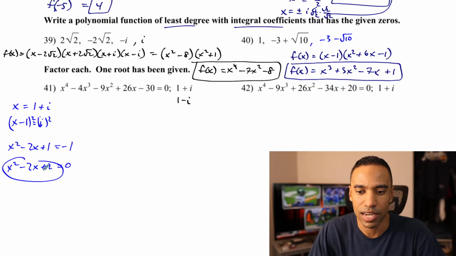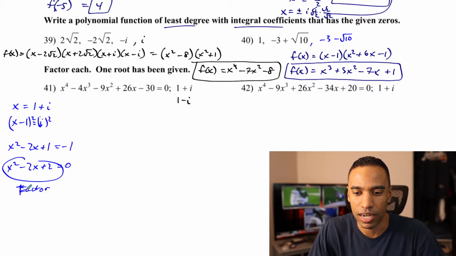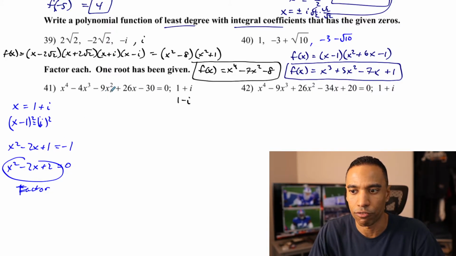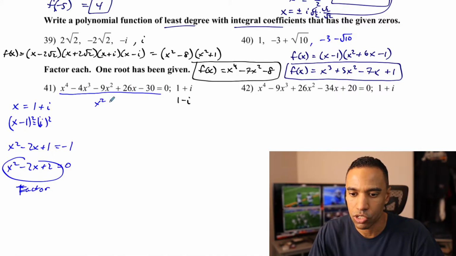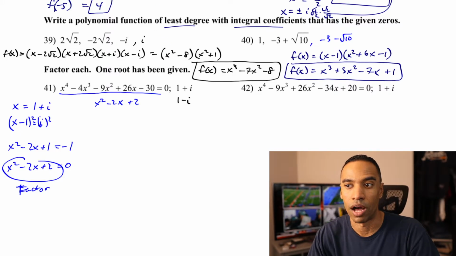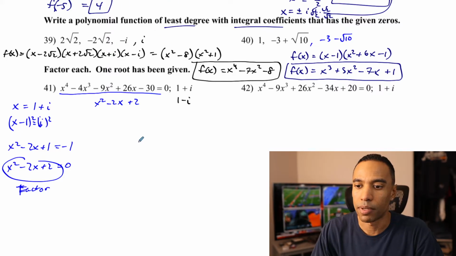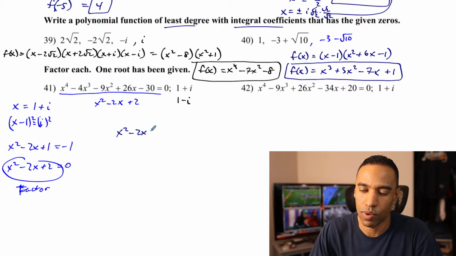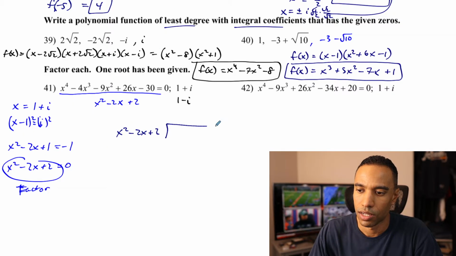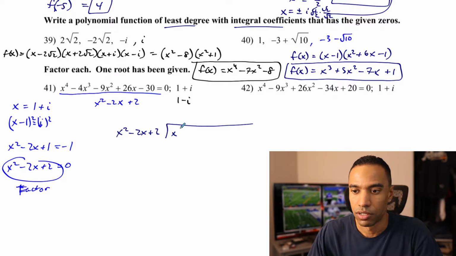Anyway, this is now a factor. If this is a factor, then I can divide this factor out from here. So instead, I'm going to divide this by x squared minus 2x plus 2. And I do that using long division. So I'm going to instead use long division with that. So I'll have x squared minus 2x plus 2 as the divisor.